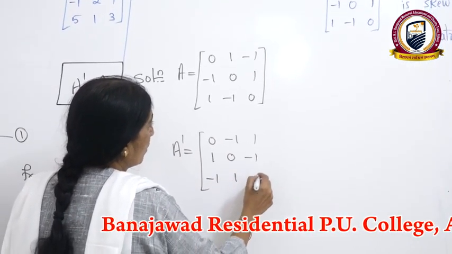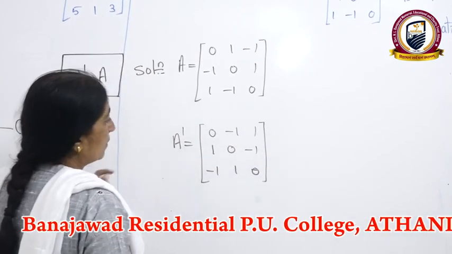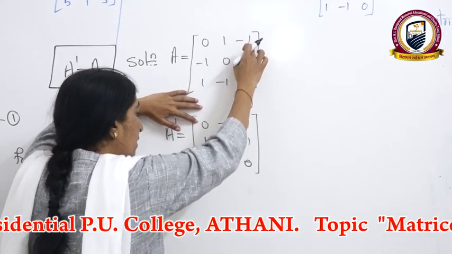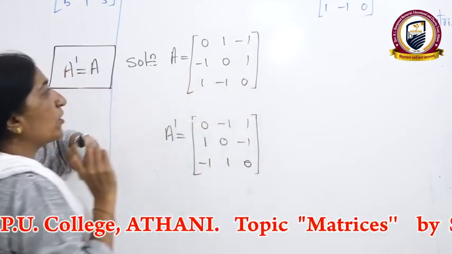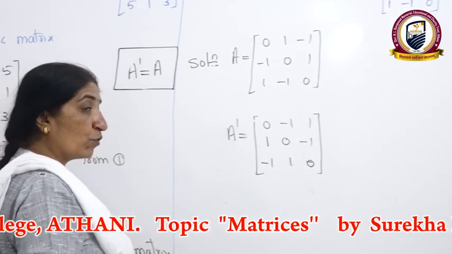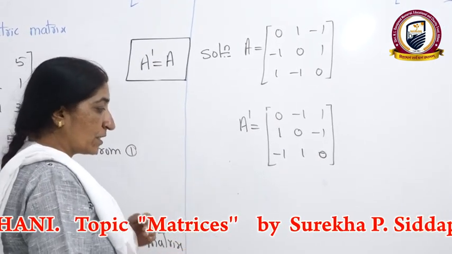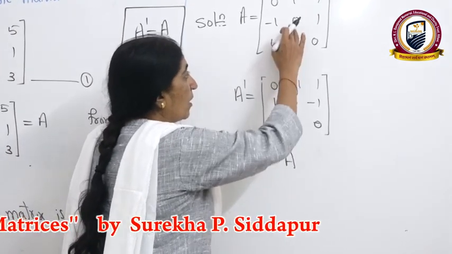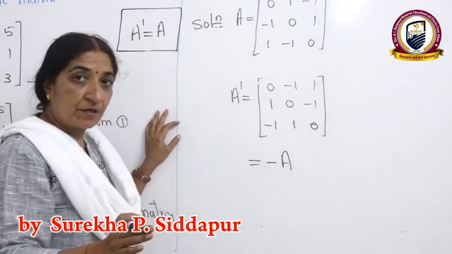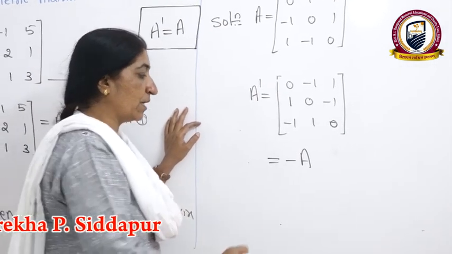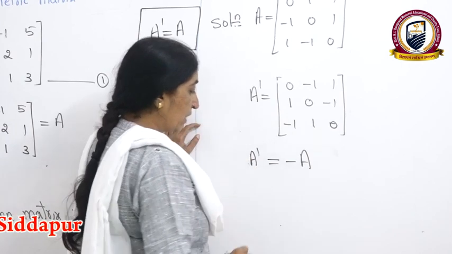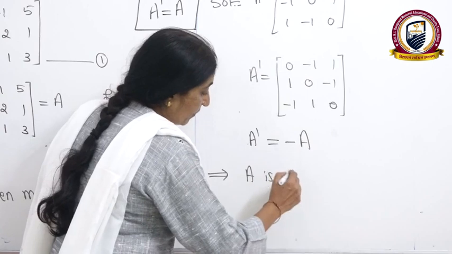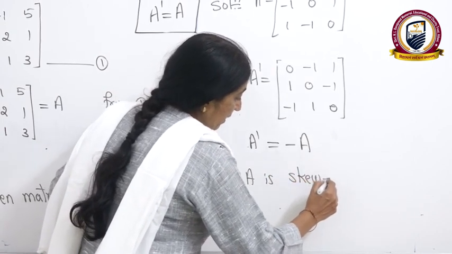Now here, what are you finding? See here. First element 0, okay. Second element 1, it is minus 1. This is minus 1, this is 1. That means you are getting all these elements exactly similar, the only difference is they have the opposite sign. Then what can you write? You can write minus A. When you compare, the elements are the same, but they have opposite signs. So that's why I am writing A transpose as minus A. This implies A, the given matrix, is a skew symmetric matrix.